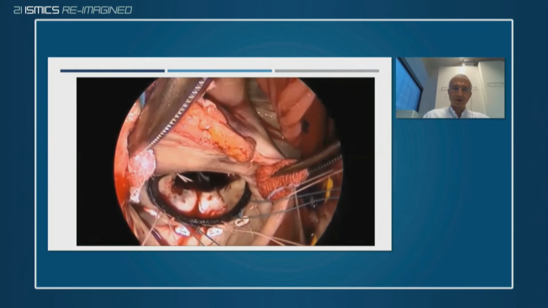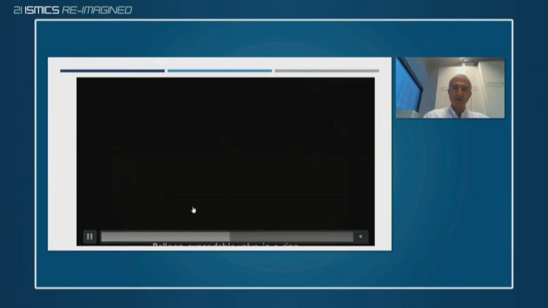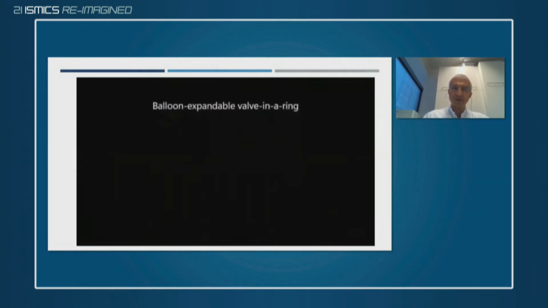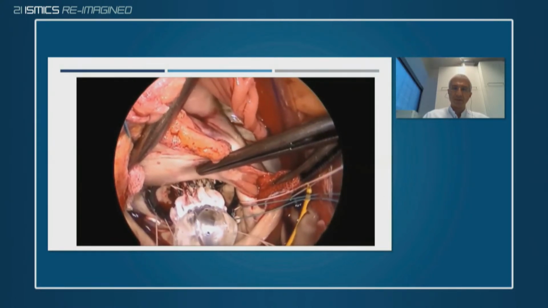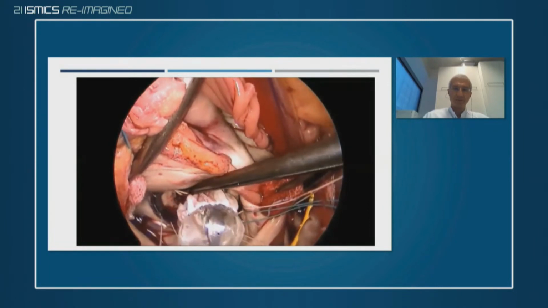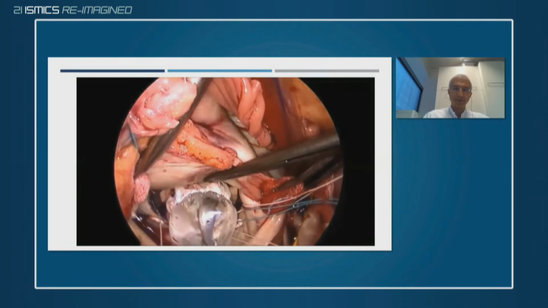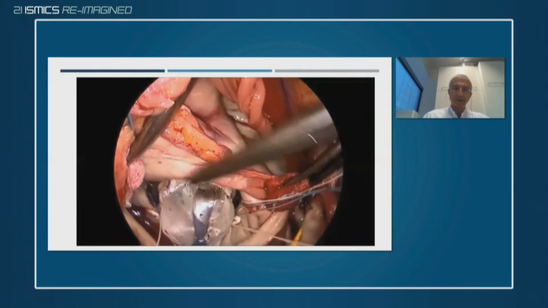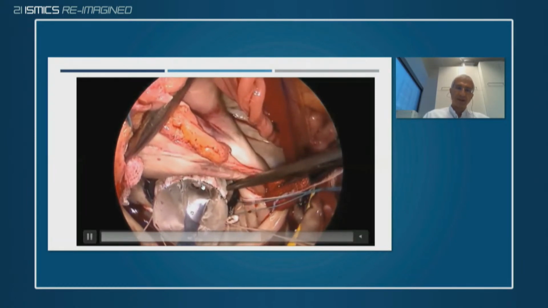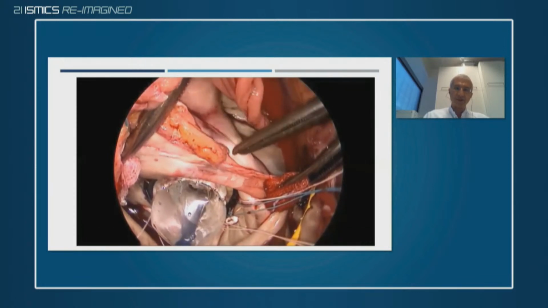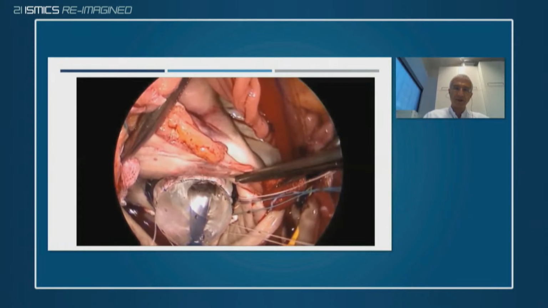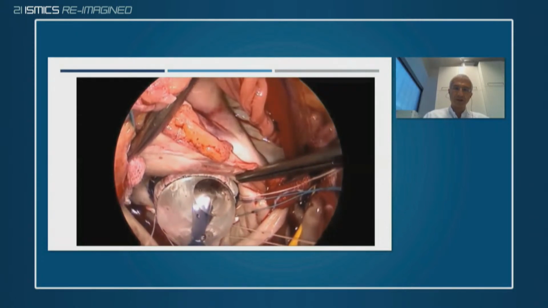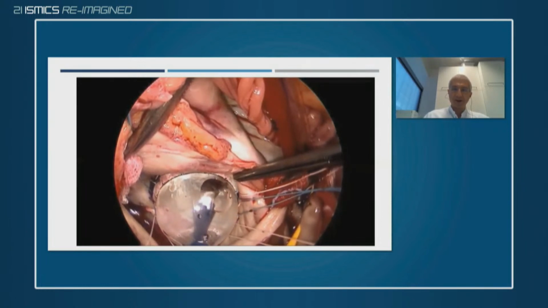We performed the annuloplasty in the conventional way. We used some additional sutures on the two commissures to increase the circular shape of the ring. And then we performed the balloon valve implantation using a 29 millimeter SAPIEN 3 valve, aligning the sealing suture of the valve to the annuloplasty ring. You can see a very slow implantation, which allows us a circularity of the flexible ring.